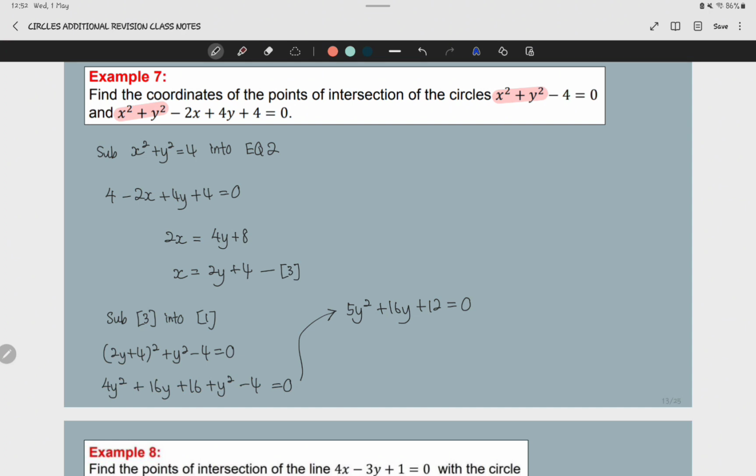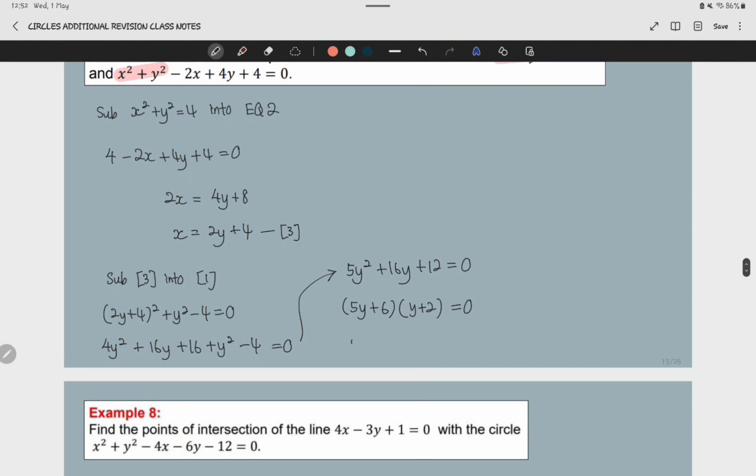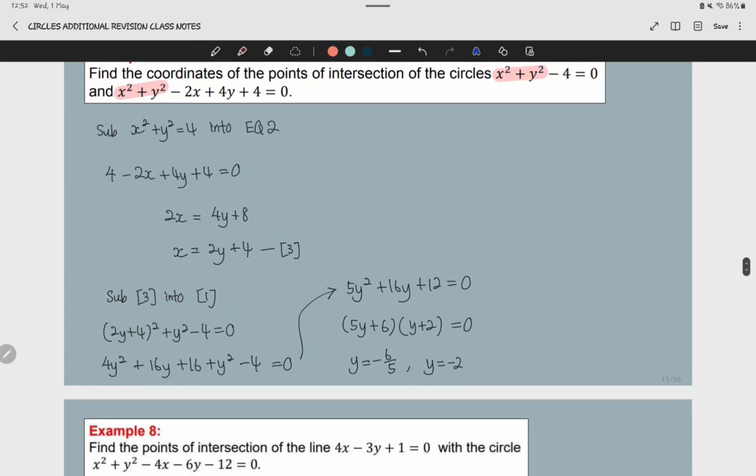Now you just substitute into your calculator. You would get 5y plus 6 here, and then another one will be y plus 2 equals 0. So you have 2 values of y already, which is y equal negative 6 over 5, and also you have another one, y equal negative 2. But this is not a point, this is only the y value. We want points.